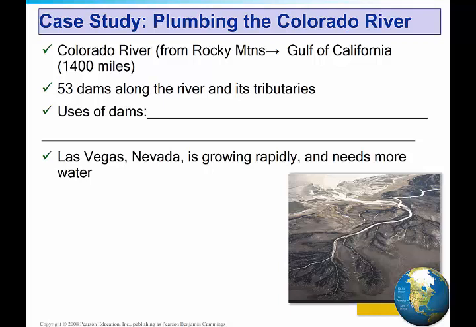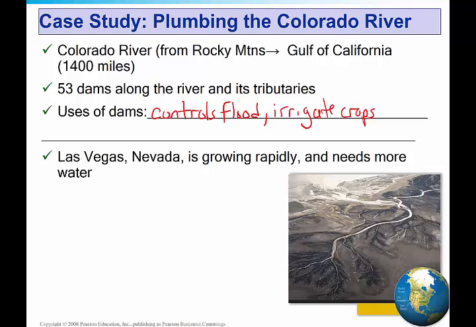There are 53 dams along the river and its tributaries. So what is the purpose of dams? Why do people have dams? Well, they have a lot of purposes. One is to control floods. Another thing that dams do is you can store water in them and you can use them to irrigate crops.